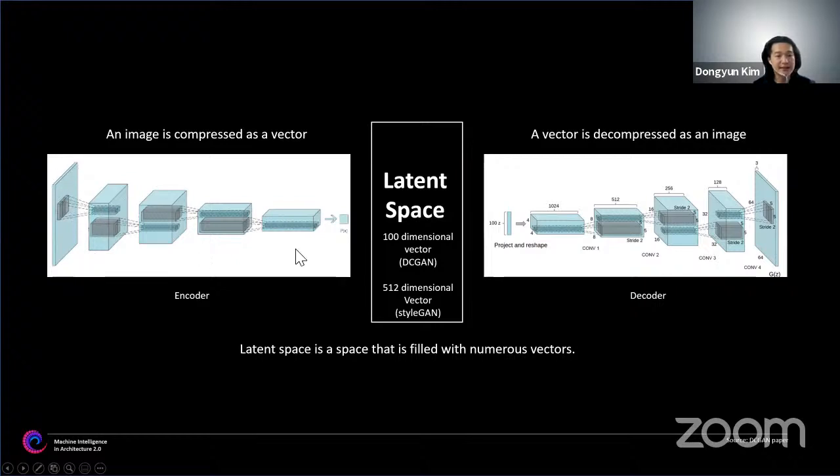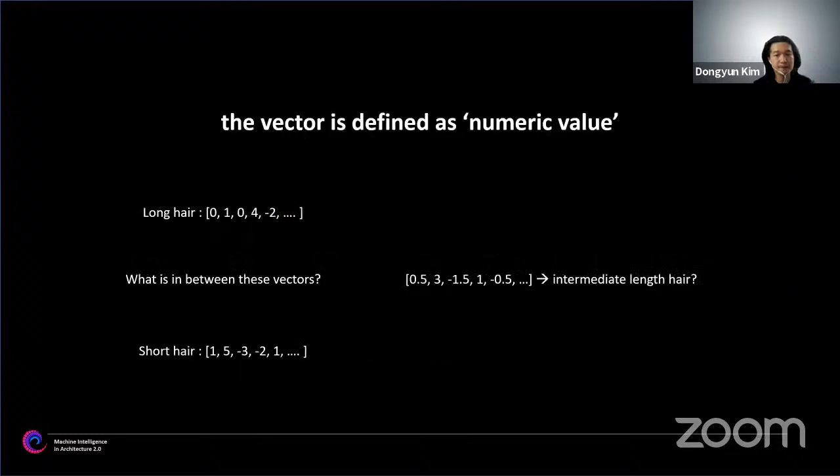By training the GAN model, the GAN model will create the latent space that is filled with numeric vectors. So what they can do later is get the input vector from the user and recreate images based on what they have learned from the inputs. Which means StyleGAN has more dimension vectors than DCGAN, so it can capture more subtle features from the training set. But the vector is defined as numeric values.